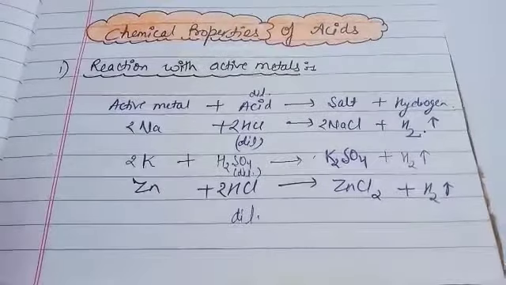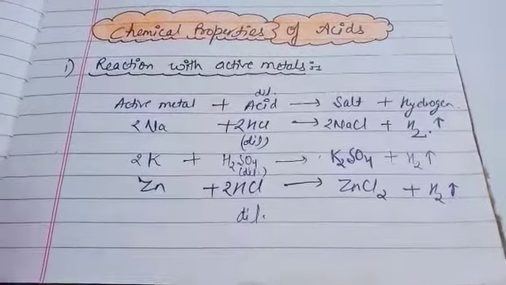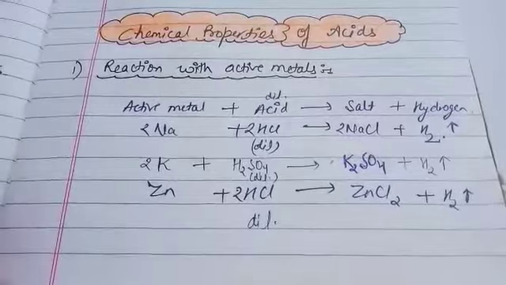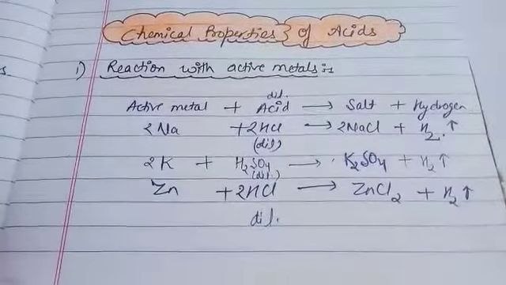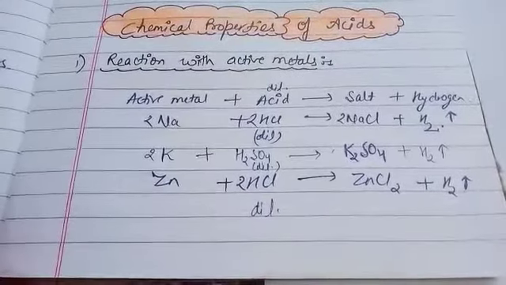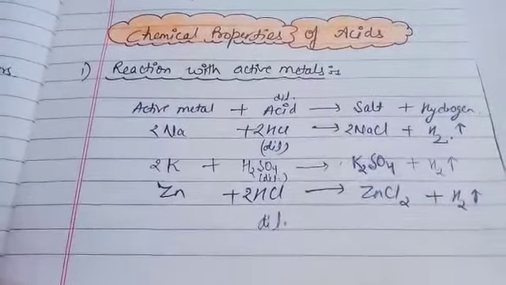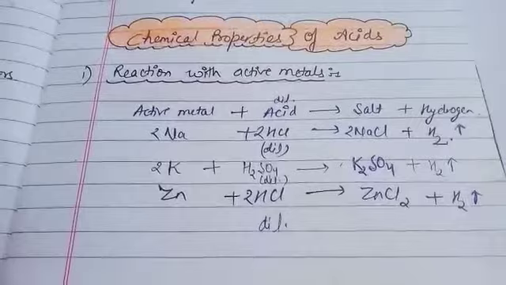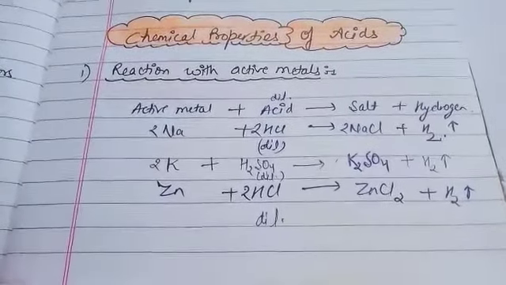Now, the physical properties of acids and their preparation were already done in an earlier video. In this one, in the case of chemical properties, generally an acid reacts with another substance, either an element or a compound. So that is basically chemical properties.